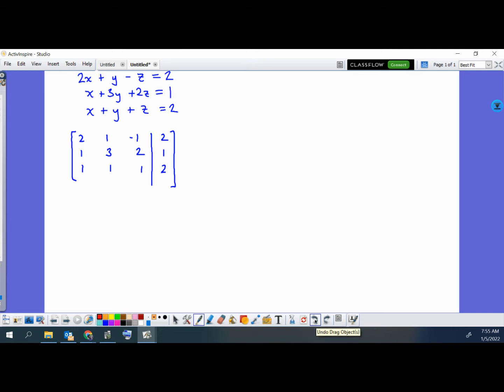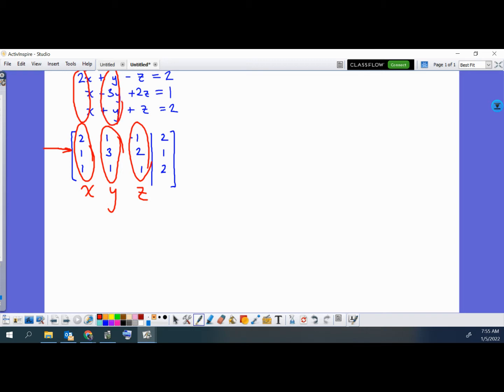So what we have here are all the coefficients. Each column here, these are the x coefficients, the y coefficients, and the z coefficients. So we've got 2, 1, and 1 there, 2, 1, and 1 there. 1, 3, and 1, 1, 3, 1, negative 1, 2, and 1, and then 2, 1, 2. So that's what those represent.